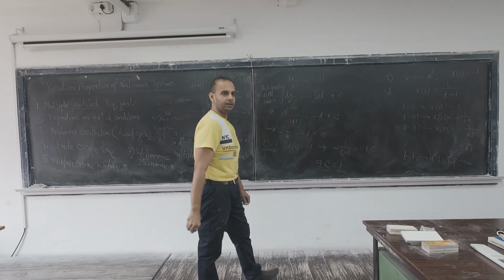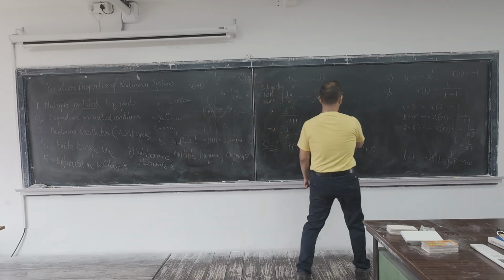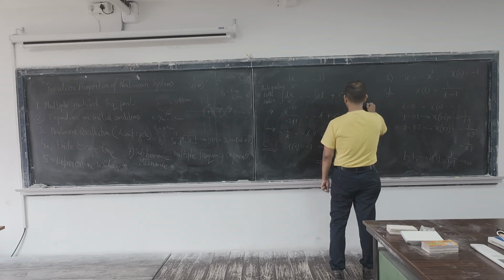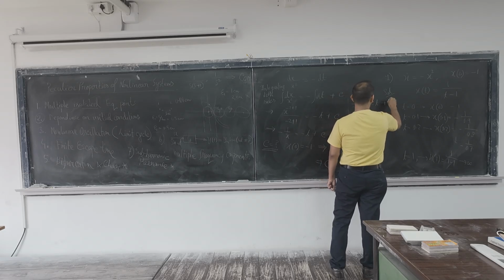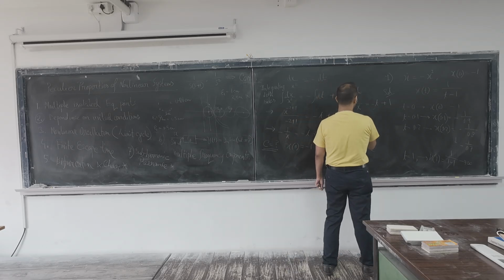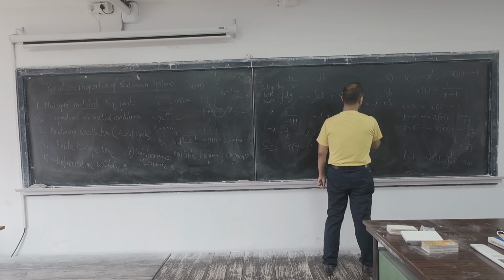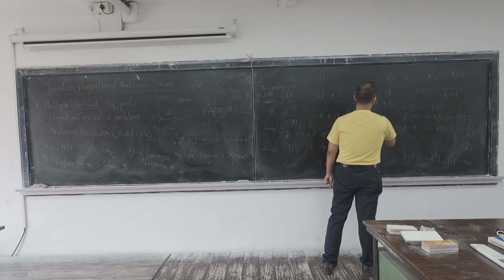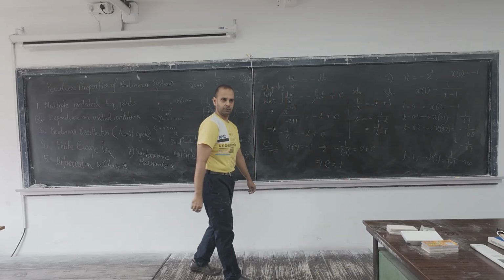Then if I reconstruct, 1 by minus x equals minus t plus 1, right? Let's see how it goes. So now x equals, what happens? Minus of 1 by 1 minus t. So it is 1 by t minus 1. It's an easy integral, right?